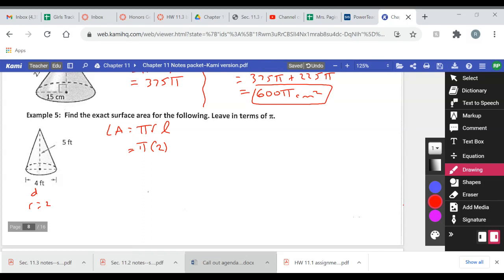Slant height, they did not give me this time. They gave me the actual height that's coming down to the middle. I can see it forms a right angle. So I need to figure out what this slant height is. Also, I need to make sure I realize that if it goes 4 all the way across to the diameter, then I know the radius is 2. Okay, so I can use the Pythagorean theorem to find the missing pieces here.